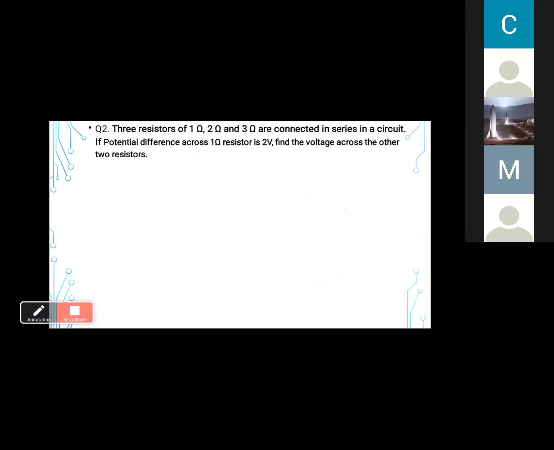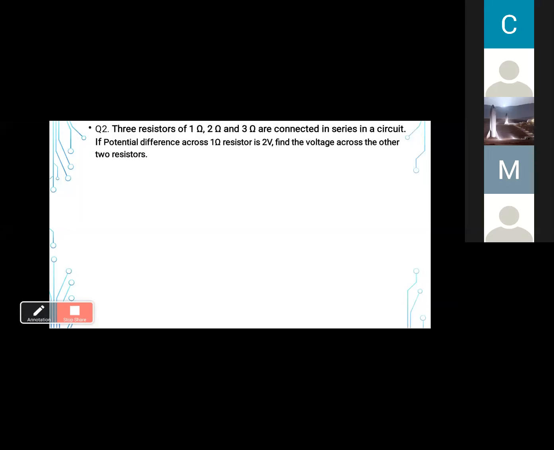Three resistors, 1 ohm, 2 ohm and 3 ohm are connected in series in a circuit. If the potential difference across the 1 ohm is 2 volts, find the voltage across the other two resistors. So before solving any question, it's better you draw the circuit diagram first and then judge what you have to calculate and how.